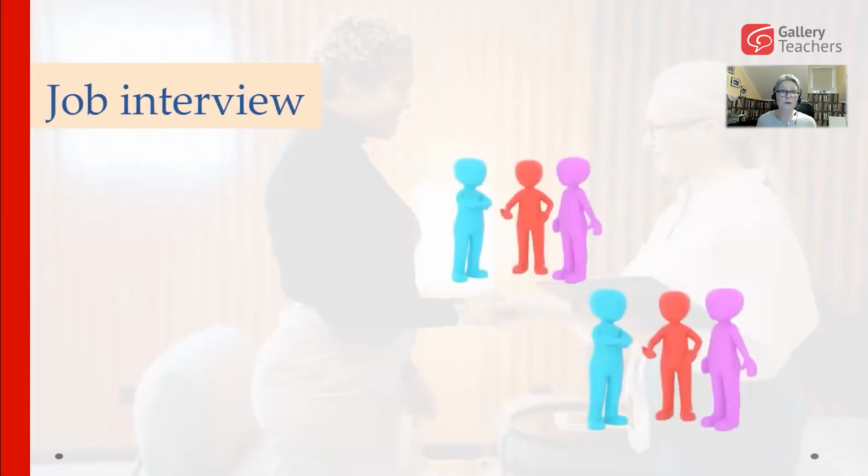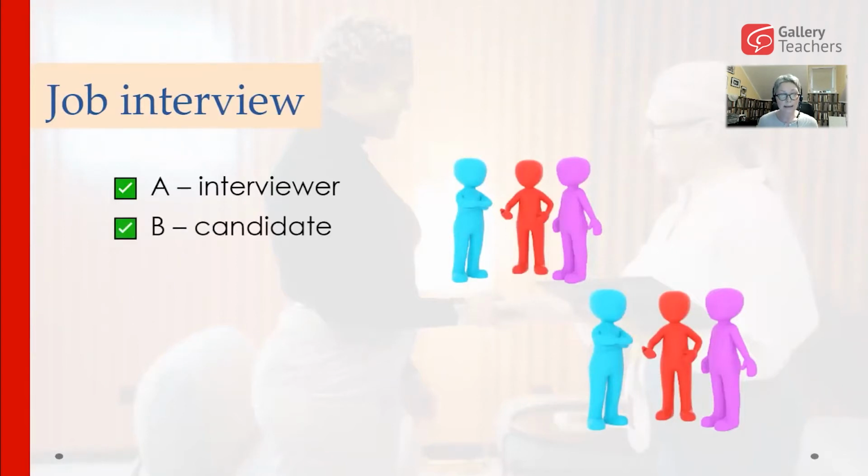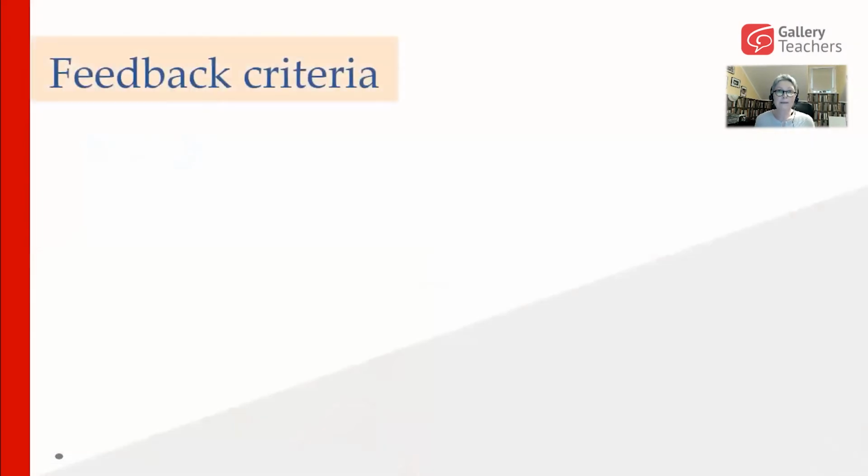So let's have a look at an example situation. Imagine that your teenage students are going to role play a job interview. They work in groups of 3, where A is the interviewer, B plays the role of the candidate, and C is the observer who will then, after the activity, feed back on A and B's level of success. But C obviously cannot assess the level of success if there is no frame of reference, if they don't know what success looks like. And this frame of reference is provided by feedback criteria.